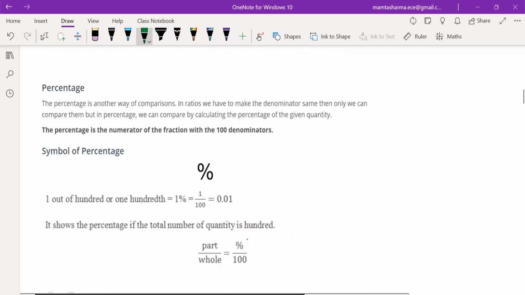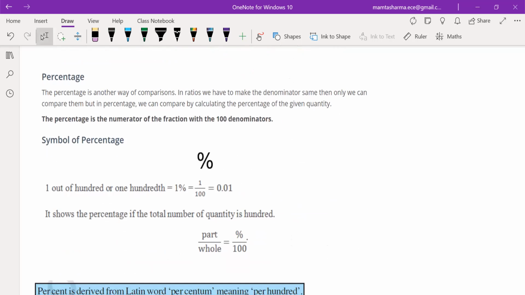Now we'll see percentage, the important part of this chapter. What is a percentage? Percentage, ma'am, 100. If I say in my first term I got 75 marks out of 100, what is the percentage of my marks? Ma'am, 75 by 100. Ma'am, it's 75%.